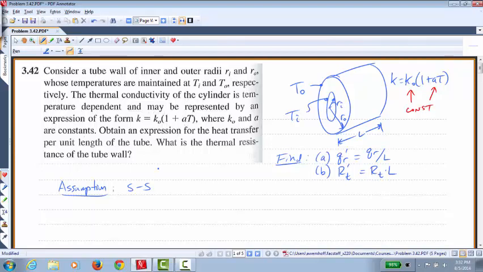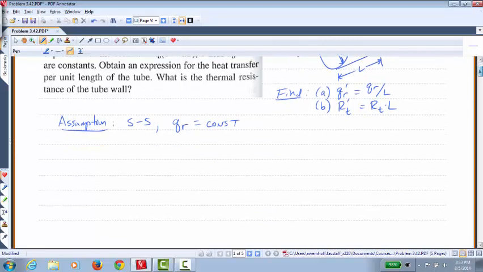And if everything is at steady state, with the inner and outer temperatures of the tube wall being fixed, then it can be assumed, because this is a chapter 3 problem, it's one-dimensional conduction, we would get QR is equal to a constant. So we're going to go ahead and define what this radial heat transfer is. So QR, as we know, is going to be minus K times A, which is a function of R, times the change in temperature with respect to R.